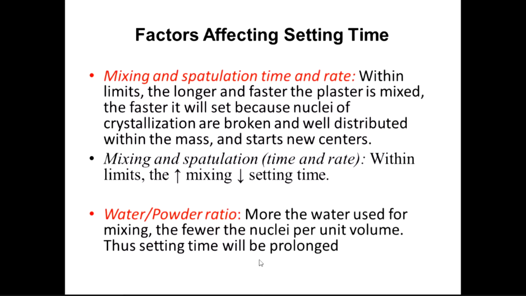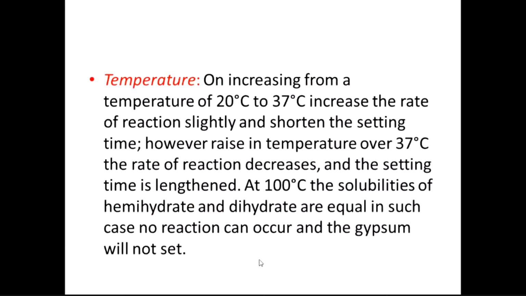Water powder ratio: the more water used for mixing, the more the setting time will be increased, but it will affect the properties of the material. Temperature: increasing the temperature from 20 to 37 will decrease the setting time. However, if you increase the temperature over 37, the reaction will decrease, while at 100 there's no reaction between hemihydrate and dihydrate, and the gypsum will not set.